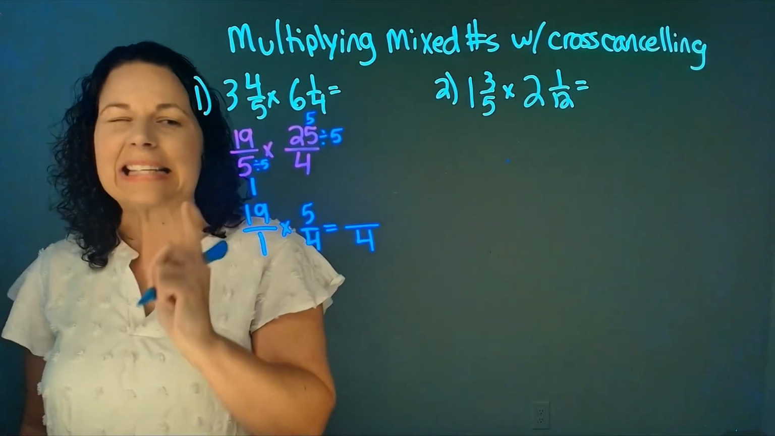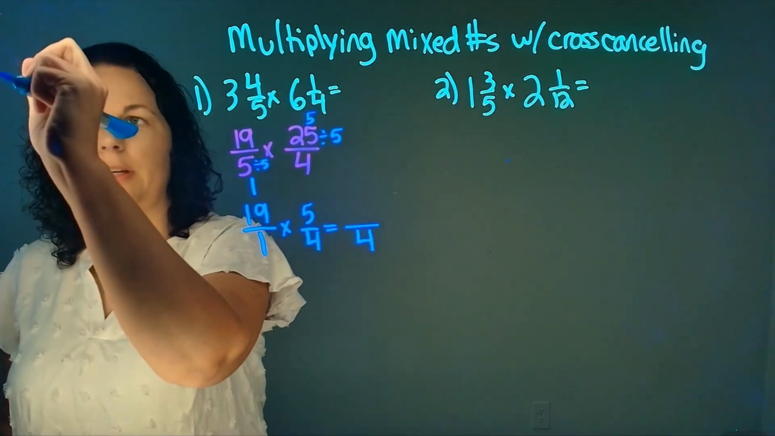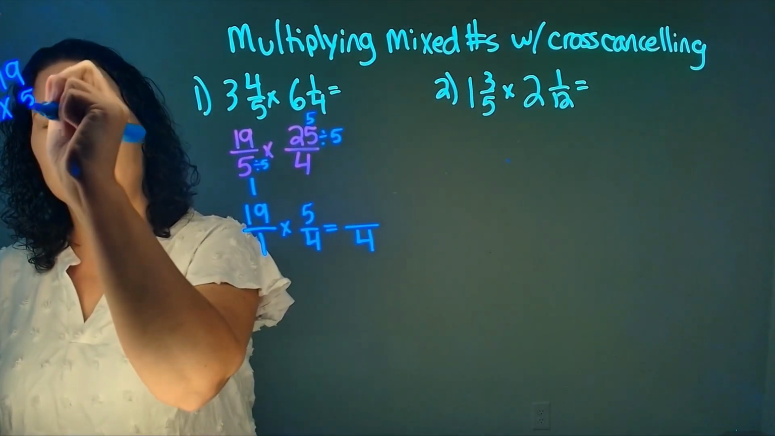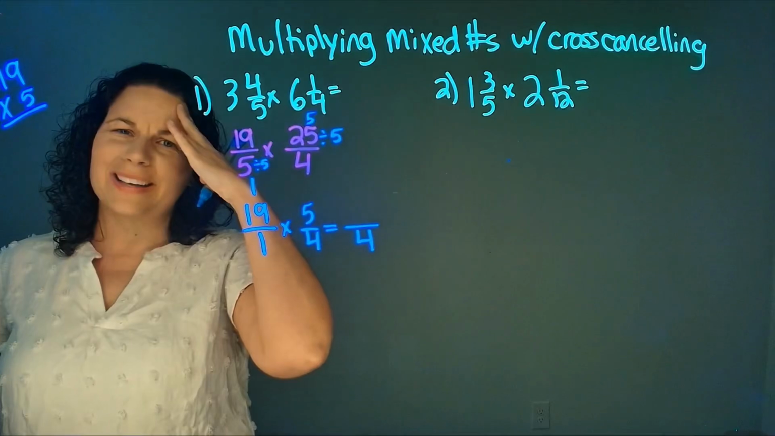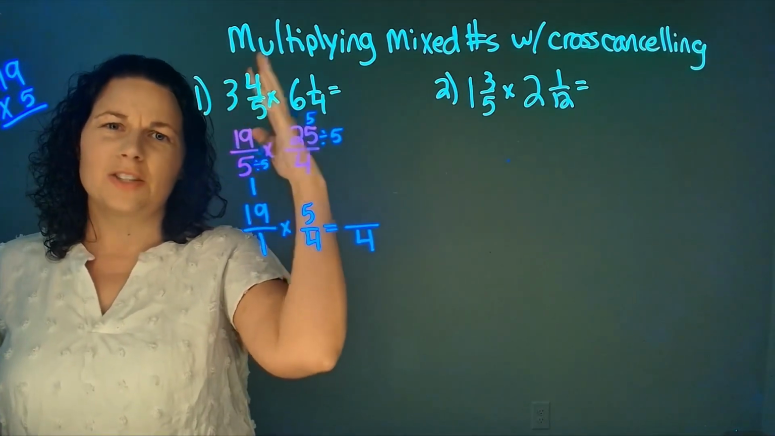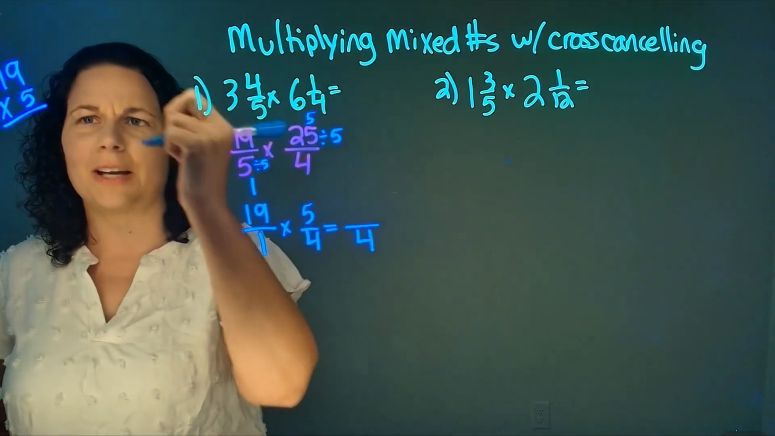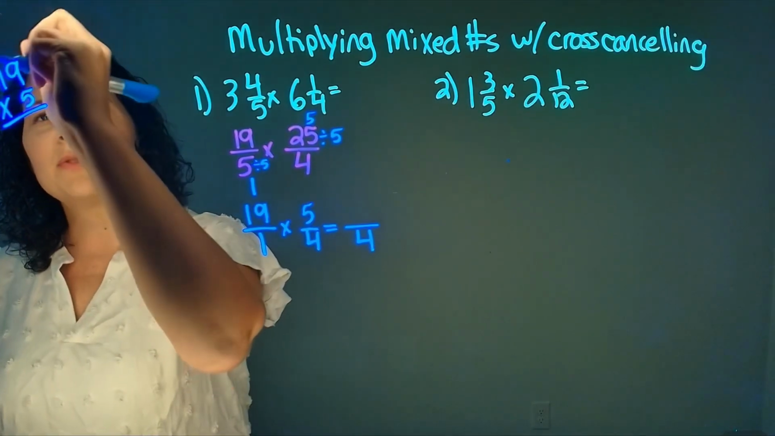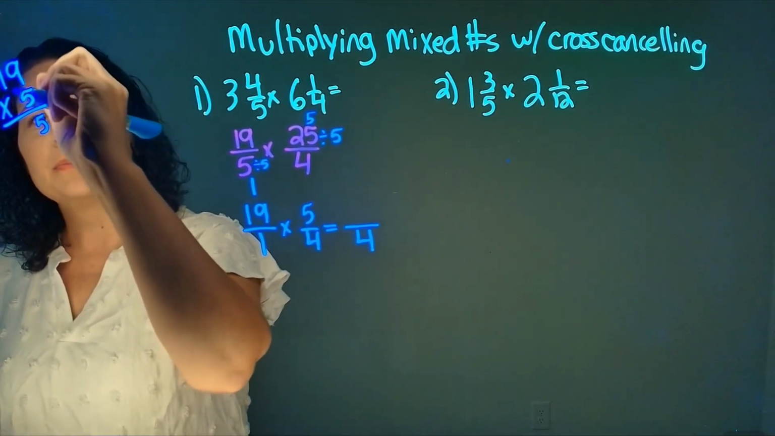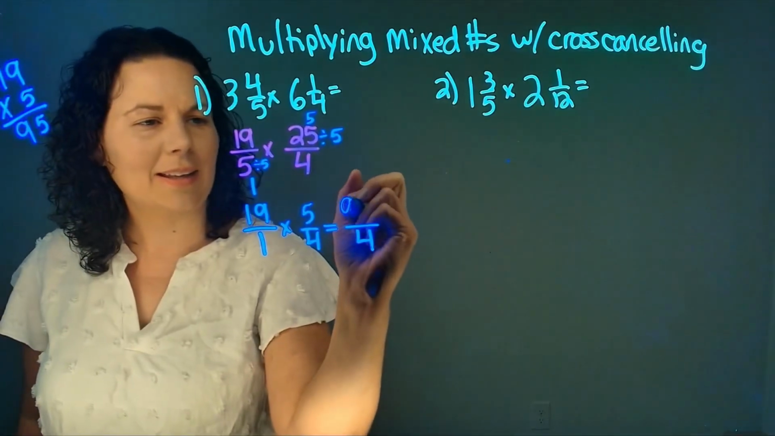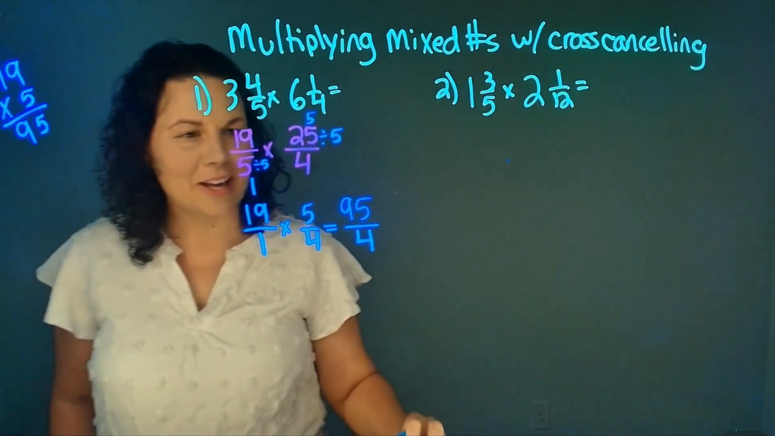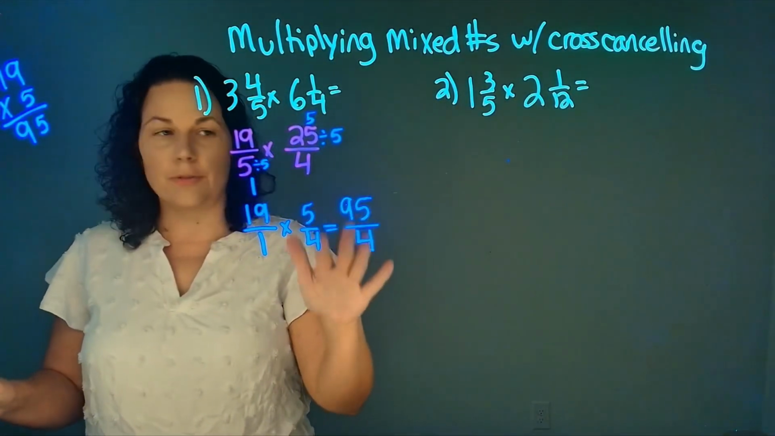I think it's 95, but I'm going to do my math over here just to be on the safe side, because mental math doesn't always work, especially whenever I'm talking and writing and doing other things at the same time, right? Better safe than sorry. 9 times 5 is 45. Oh, look at that. I was right. Occasionally that happens. All right, so 95 over 4.